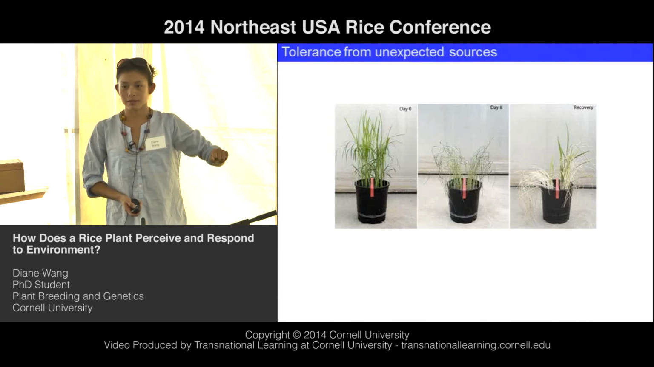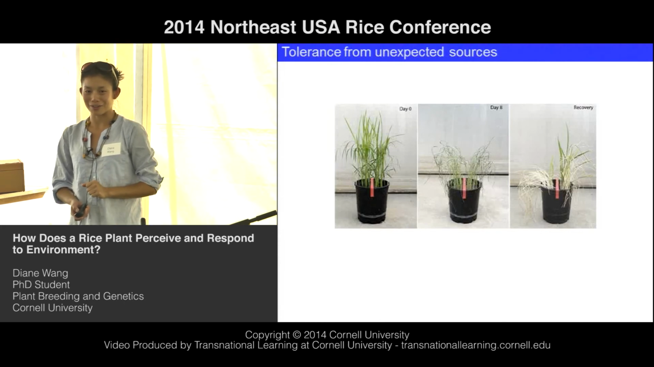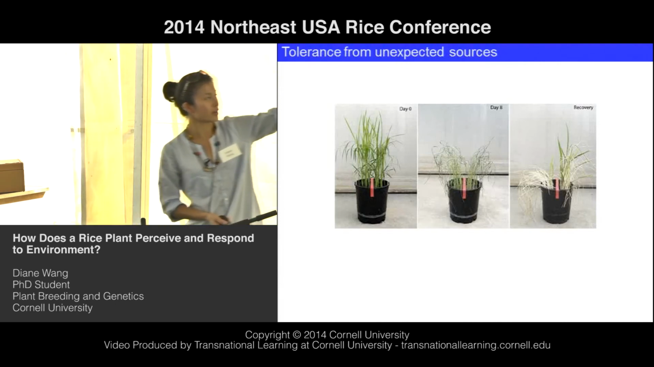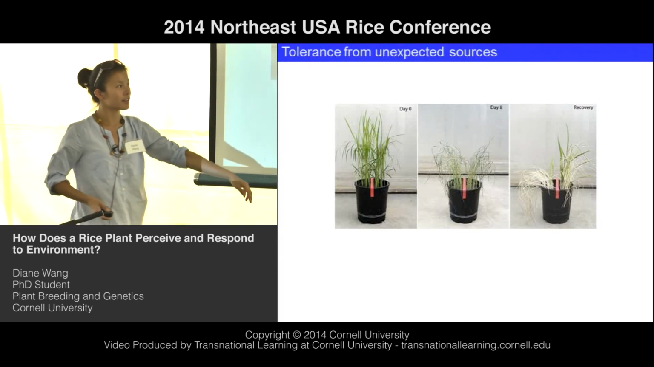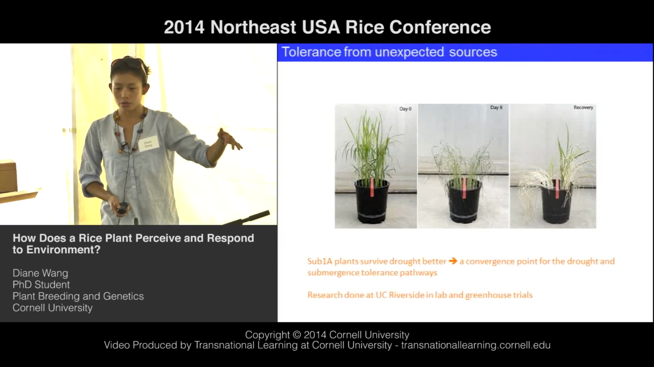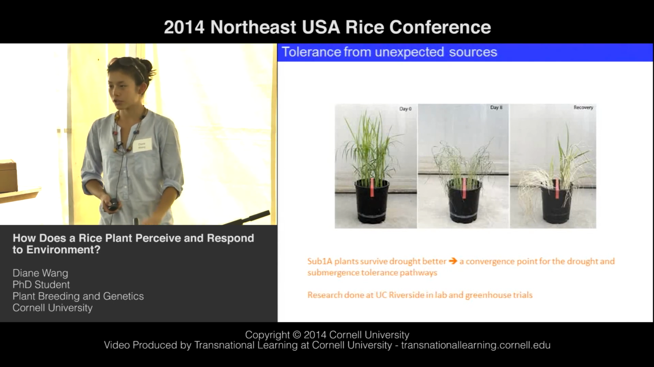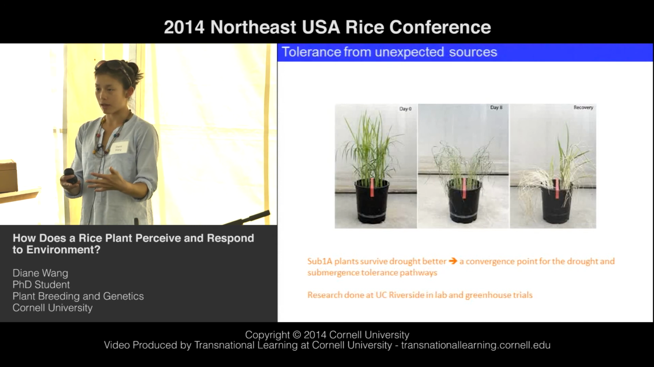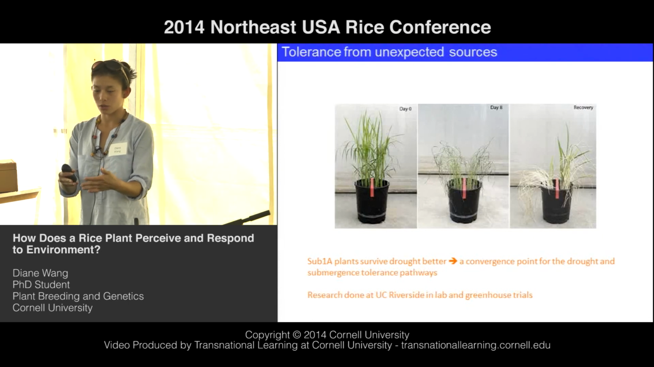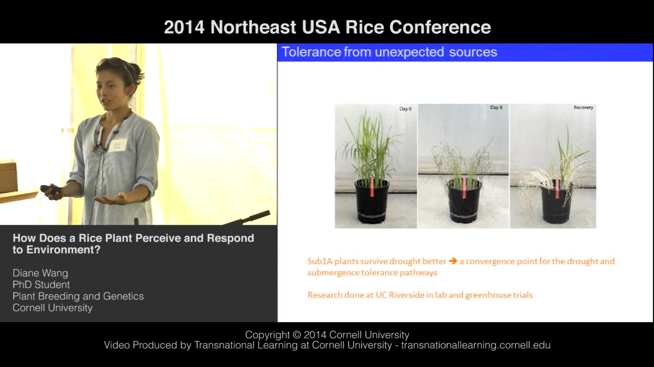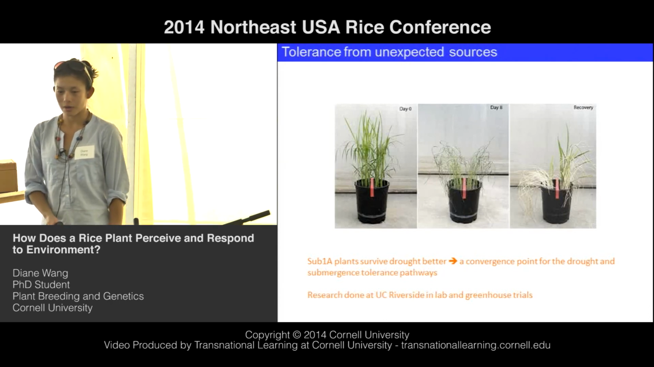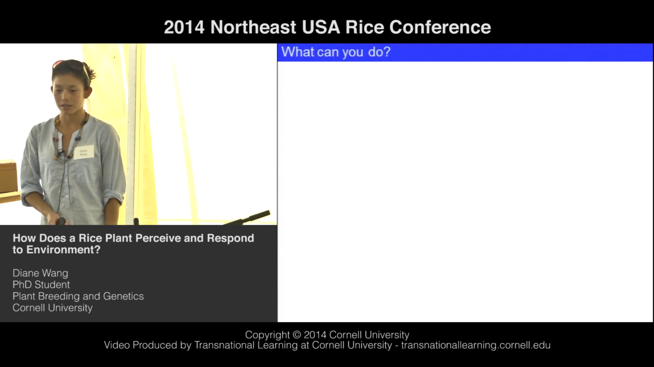and they drought stressed them. So it's totally the opposite of having too much water. They took away water, and they actually found out that the Sub1A plant all the way on the right, that's the green one, is the only one that recovered. And so this was a study done at UC Riverside, and the researchers proposed that the pathways that lead to tolerance for submergence and to drought, that the Sub1A is sort of a convergence point. So sometimes you just can't predict what you're going to find, so it's probably best not to limit ourselves right from the get-go. And then lastly, I want to ask, what can you do?